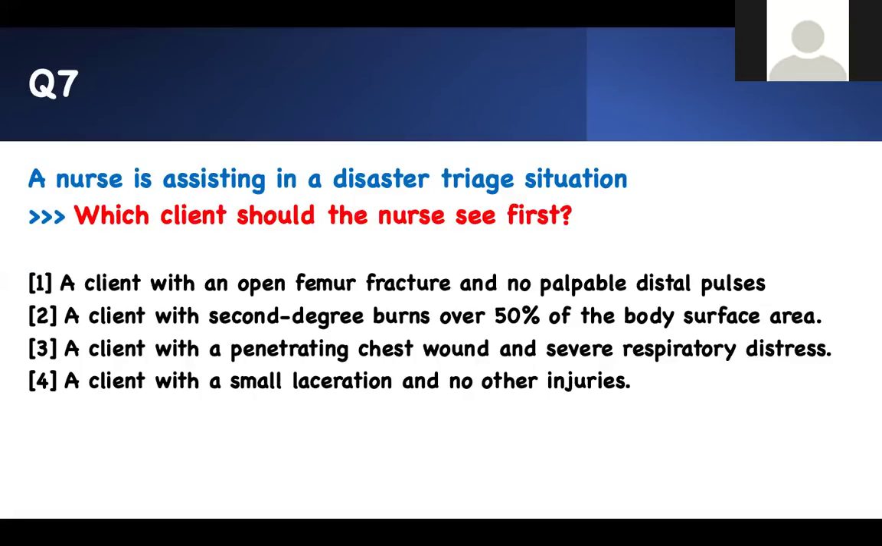A client with second degree burn over 50% of the body surface. This guy is going to die. You can't save him. 50%. Half of the body is burned, is dead, is black. A client with penetrating chest wound and severe respiratory distress. I told you chest wound is always a priority. And I have respiratory distress, probably have pneumothorax.